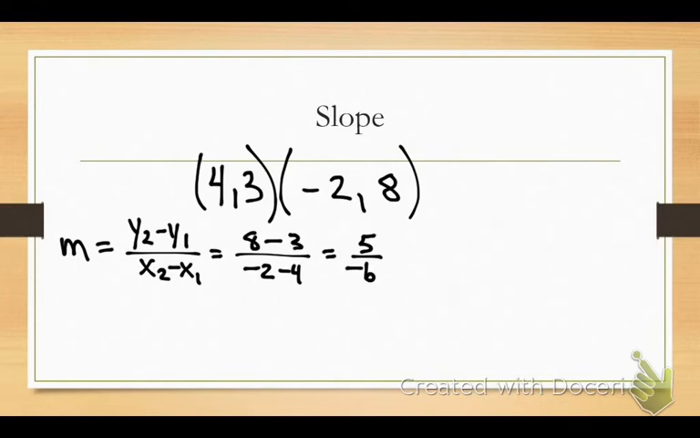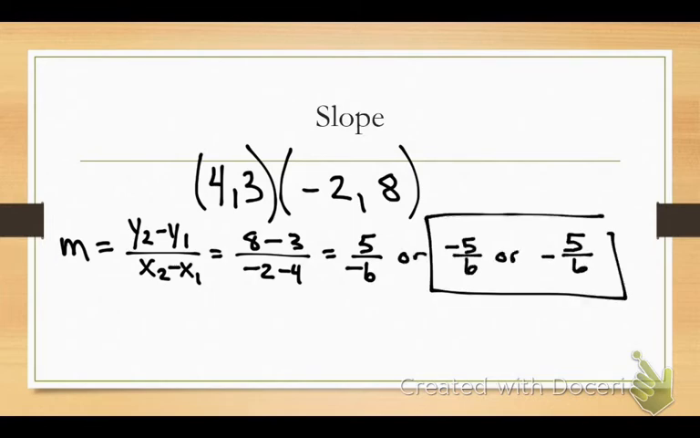What's wrong with this answer? My denominator cannot be negative. My run cannot be negative. So I either put the negative in the numerator or out in front of the fraction. Okay, so you had the numbers right, but that sign is going to be what trips you up. So just make sure you watch for that. All right, so that's slope.